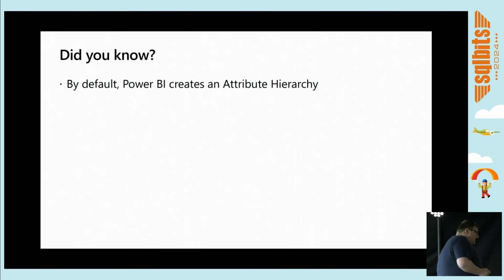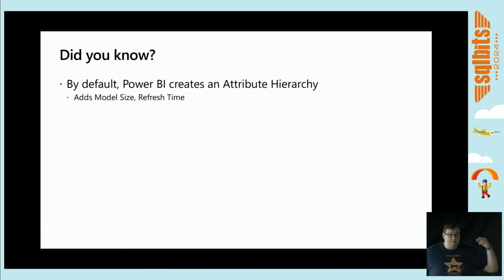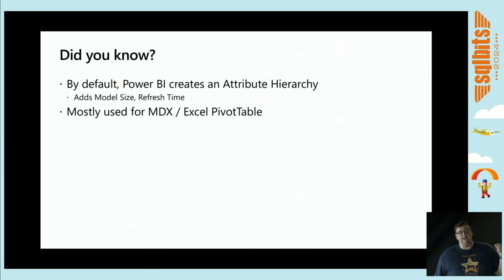But there is also something called an attribute hierarchy that not that many people are aware of. And it's valid for a reason, because it's something that stems from the multidimensional days. It's what you needed to be able to work in Excel in a pivot table. Now, I don't care about pivot tables at this point for this model. I don't want them. It does add a lot of size and refresh time because it needs to build out that hierarchy. So what I can do is I can go into either the model or into Tabular Editor and look for a property called IsAvailableInMDX.